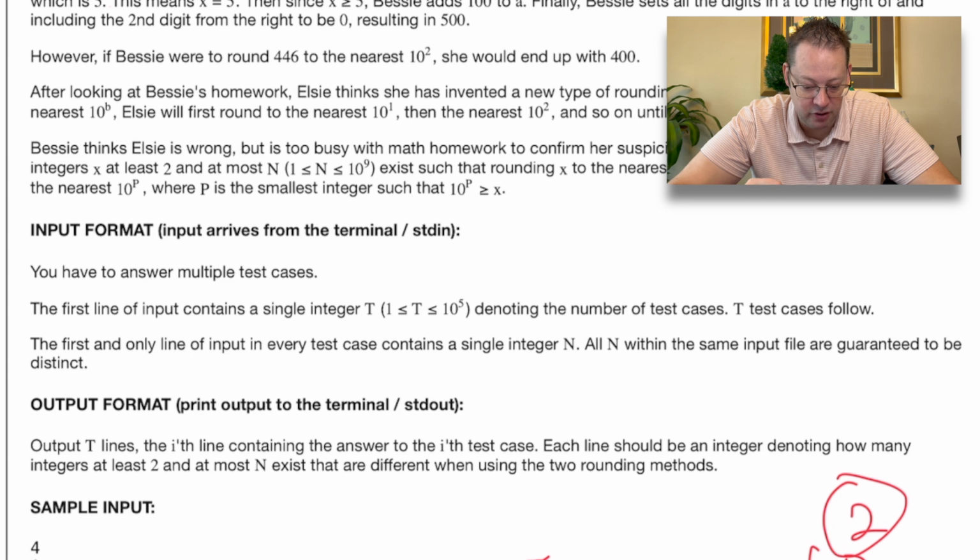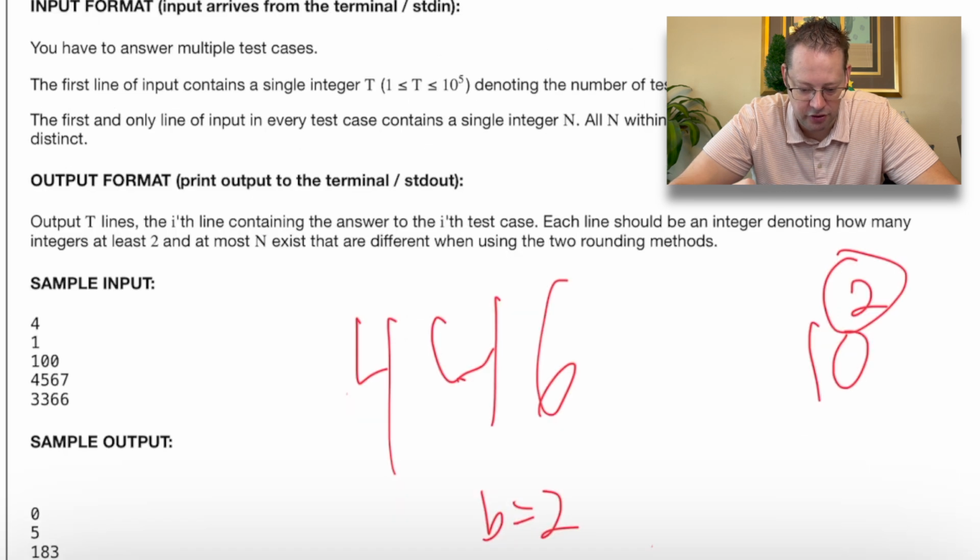However, if Bessie were to round 446 to the nearest 10 to the 2, she would end up with 400, because in this case the second digit x is equal to 4. The criteria is to round down.